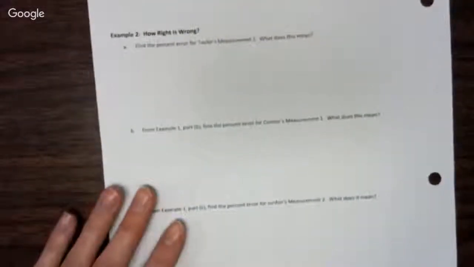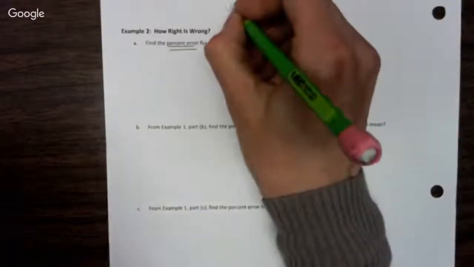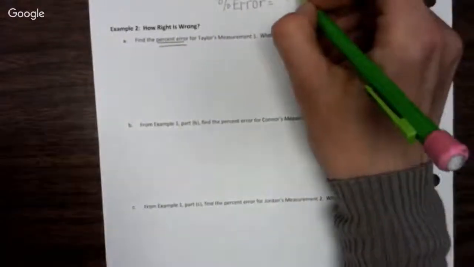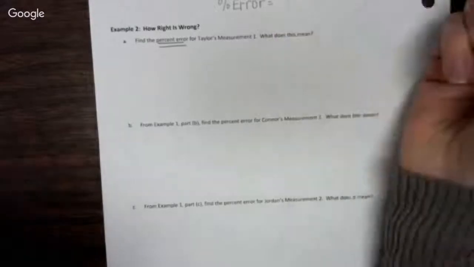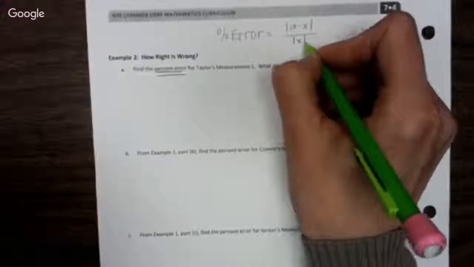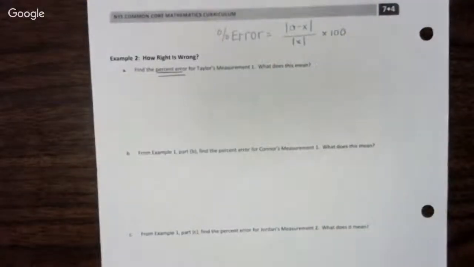All right, so now let's go to example 2. It says find the percent error. So those were how much error we had. Now let's find the percentage of error. So we have a new formula that we're going to use. Percent error is going to be equal to the absolute value of A minus X, over the absolute value of X. And then we're going to multiply it by 100 just to make it into a percentage.